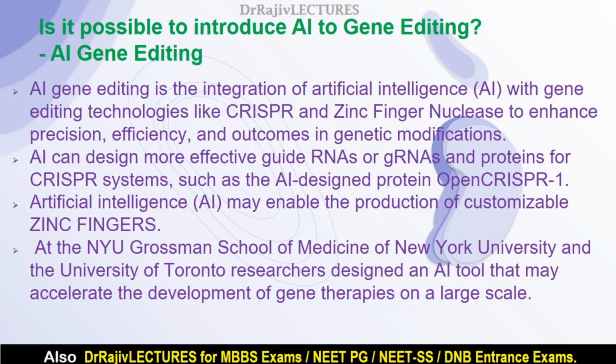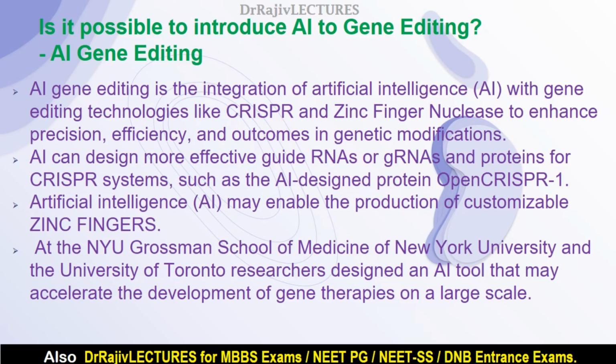AI algorithms can analyze vast genomic datasets to identify optimal target sites for gene editing, minimizing negative effects and ensuring more accurate modifications. AI can design more effective guide RNAs and proteins for CRISPR systems, such as the AI-designed protein OpenCRISPR-1. Now it is becoming possible that artificial intelligence may enable the production of customizable proteins called zinc fingers to treat diseases by turning genes on and off.